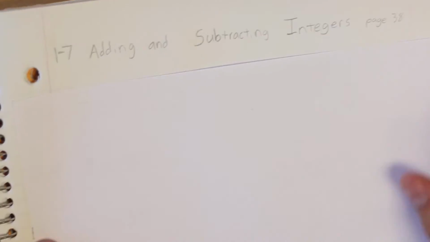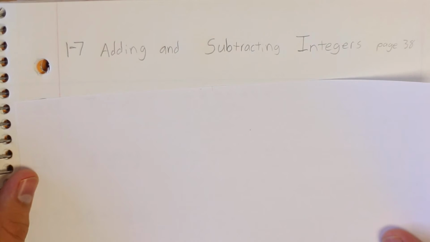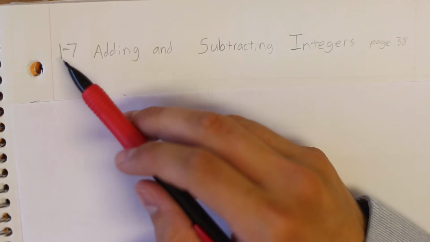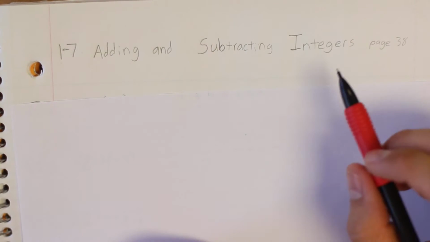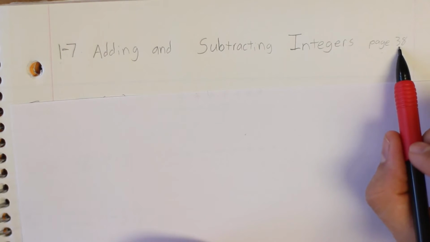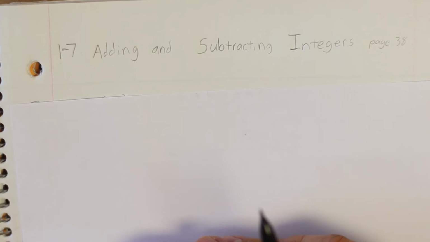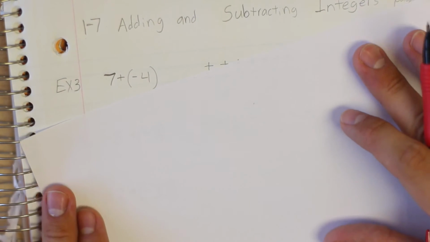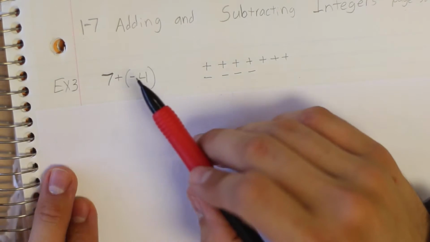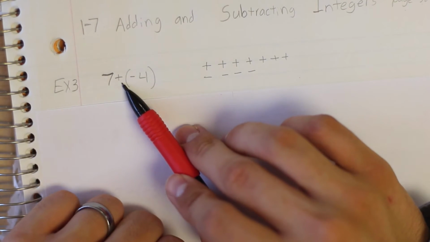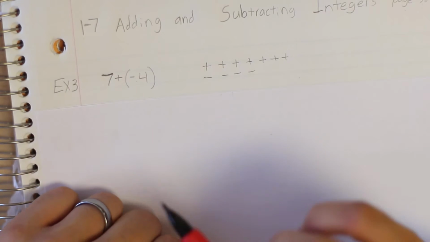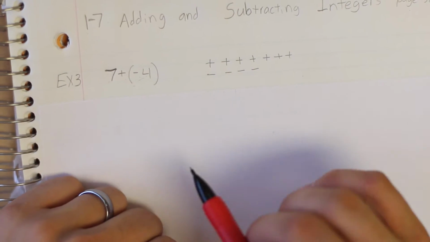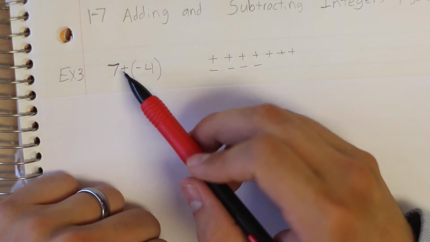The next section for us to go over is adding and subtracting integers. It's taken from section 1.7, and again, you can find this on page 38 in your book. Let's take a look at the first example. So, here we have 7 plus -4. Now, both of these are integers, whole number and an opposite. So, we're told that we need to add these together.